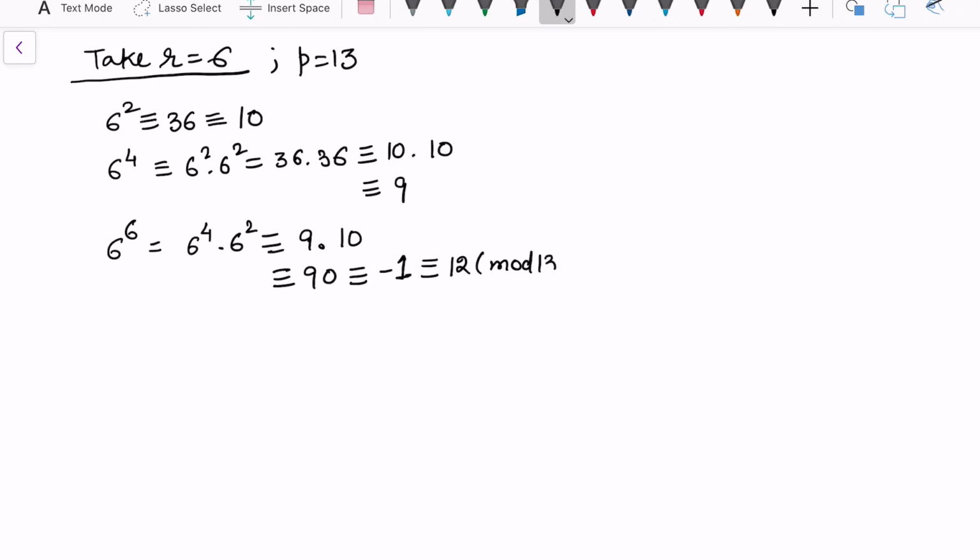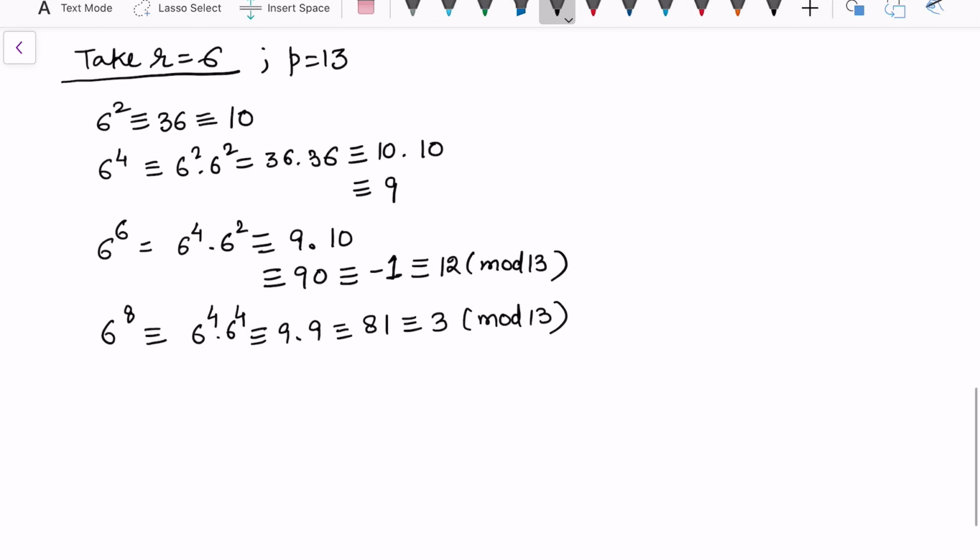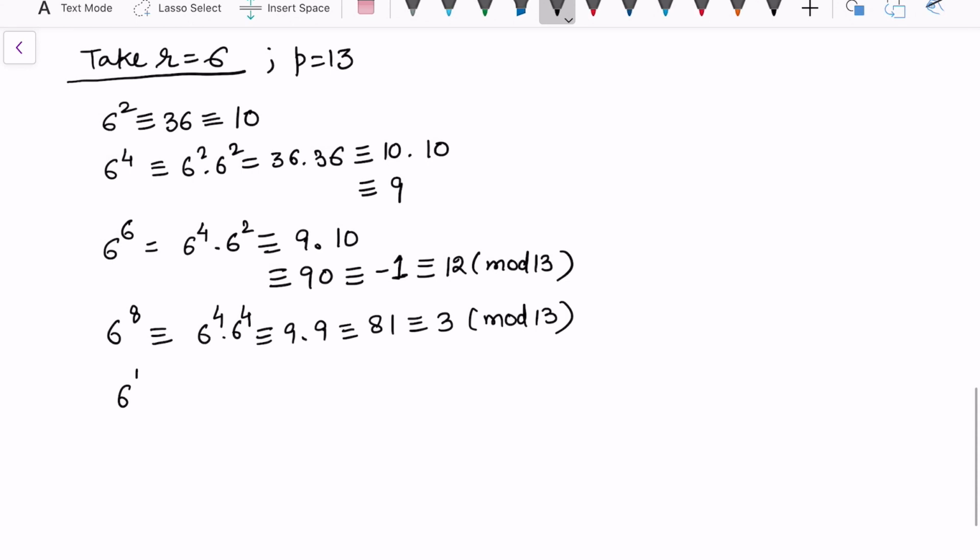Let's take 6 to the power 8. It can be written as 6 to the power 4 into 6 to the power 4, which is 9 into 9, which is 81. 81 is congruent to 3 modulo 13, because 78 is divisible by 13. Then in a similar way I can calculate 6 to the power 10, which is 6 to the power 8 into 6 squared, congruent to 3 into 10. This makes 30, and 30 is congruent to 4 modulo 13.